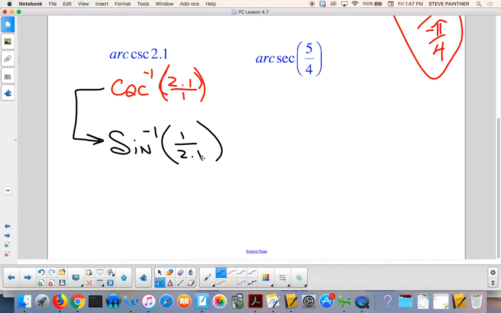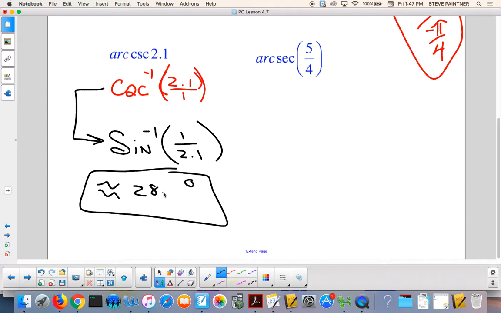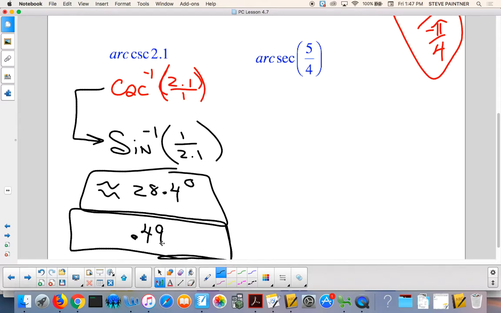So, you punched it in, you got an answer in probably degrees. What was it? 28.4 degrees. Okay, what if your book says radians? 0.5... I think it was more like 0.496, okay. Yeah, I'm gonna go with 0.49.